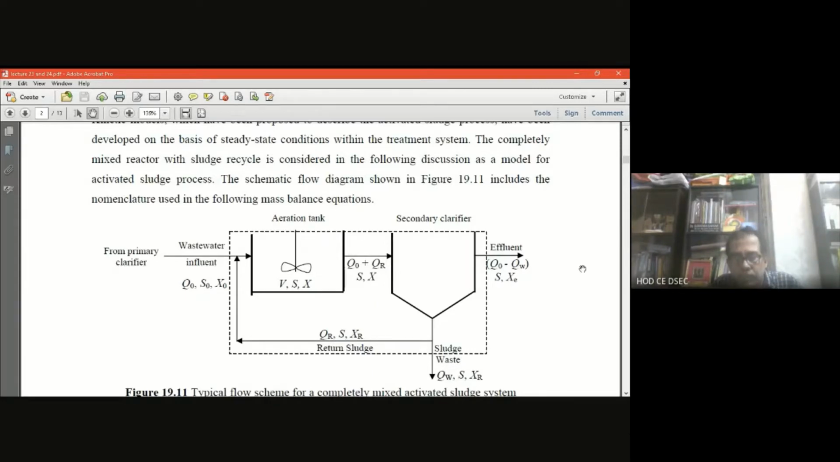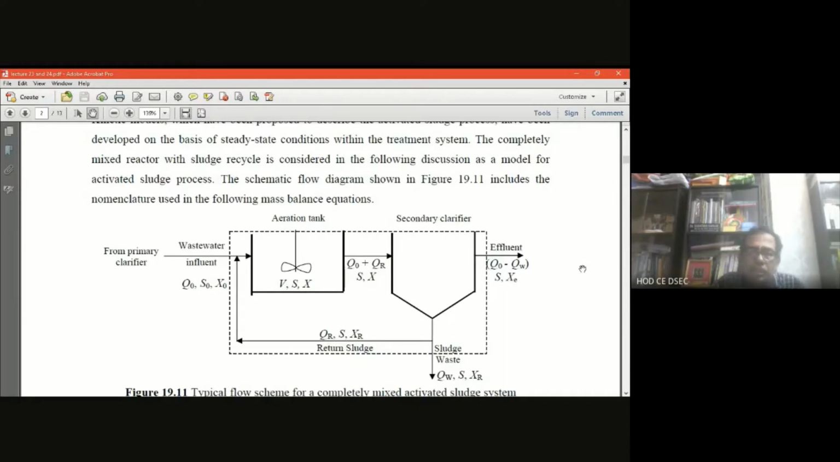Now I am discussing when it is coming into the secondary clarifier. In the secondary clarifier, finally the clear effluent will come. That means Q0 plus QR. The QR portion will be recirculated back, so QR is cancelled. So Q0 comes in and QW is wasted out. So what will be the effluent?